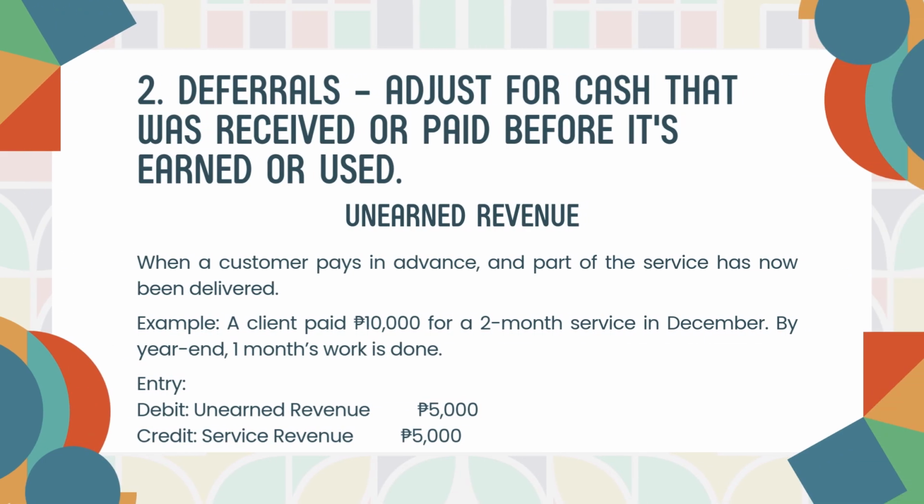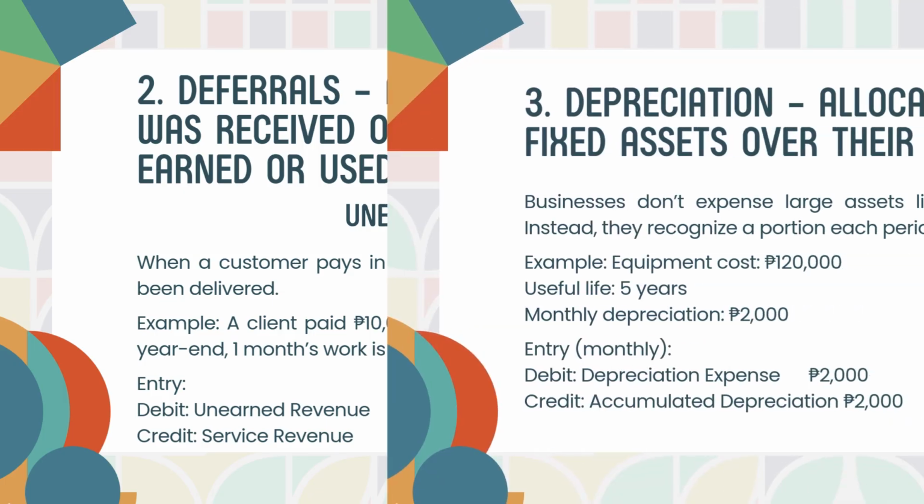Unearned revenue. When a customer pays in advance and part of the service has now been delivered. Example, a client paid $10,000 for a 2-month service in December. By year end, 1 month's work is done. Entry, debit, unearned revenue $5,000. Credit, service revenue $5,000.